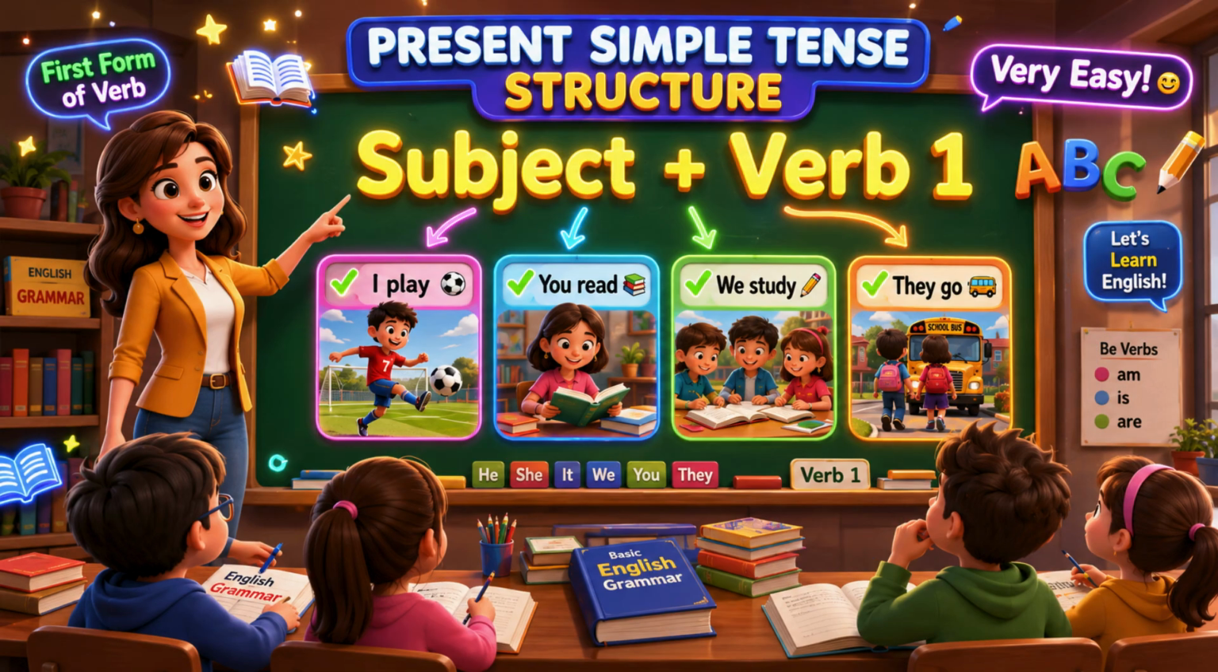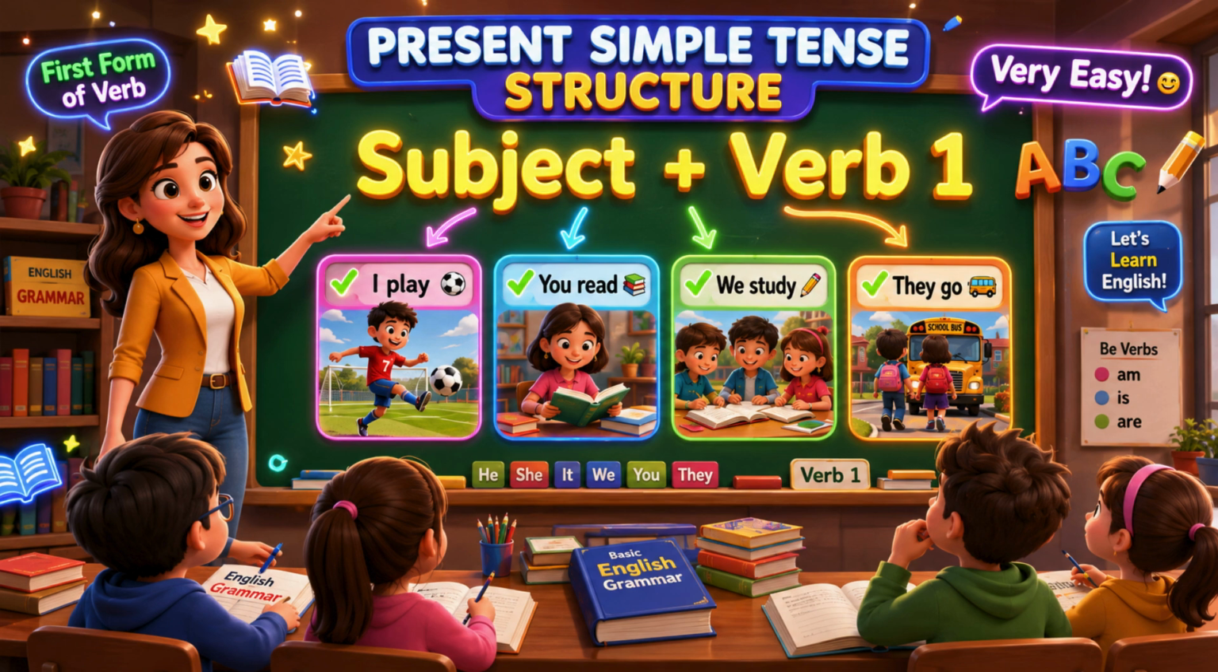Great job, everyone. Now let's learn the structure of the present simple tense. The structure is very easy. Listen carefully. Subject plus verb 1. Yes, we use the first form of the verb. For example, I play. You read. We study. They go. Did you notice something? The verbs are in their basic form. Play, read, study, go. That is why we call it verb 1.